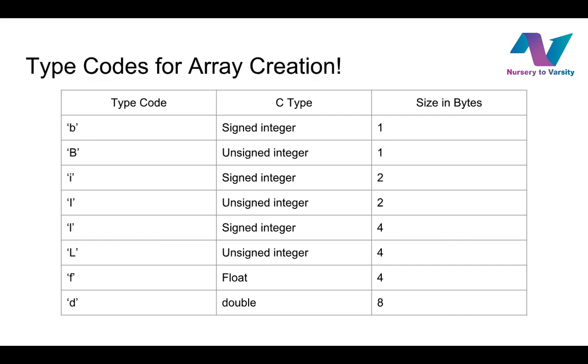L and capital L are similarly signed and unsigned respectively, but they are 4 bytes. They occupy 4 bytes in memory. Then F stands for float and D for double. Double occupies 8 bytes in memory. In Python, an array can dynamically increase or shrink during runtime. That's the advantage of array in Python.